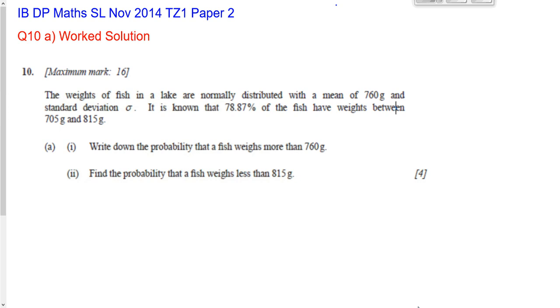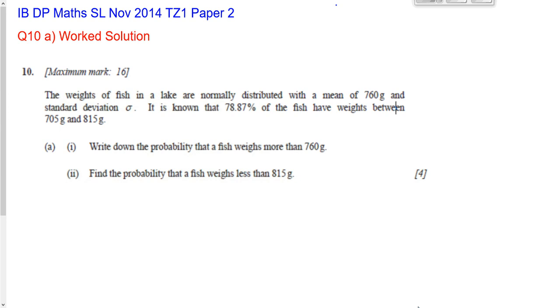We're going to be looking at question 10 of the November 2014 Time Zone 1 paper 2. Now I'm going to do this in three parts. First we're going to look at part A, then we'll look at part B, and then we'll have a look at C, D and E in another video. All right, so let's just start with part A.